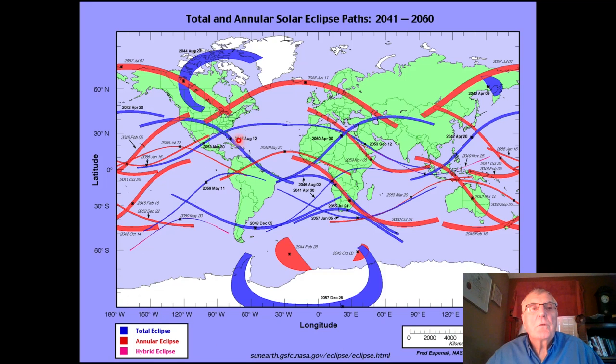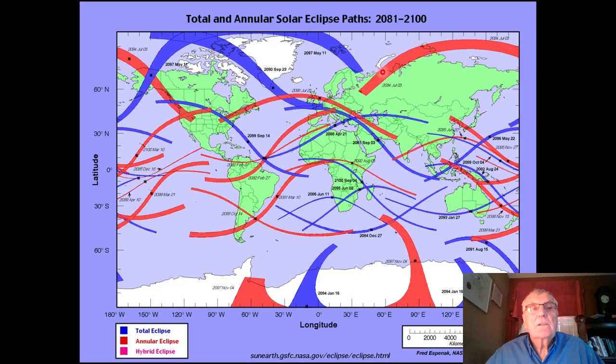Here's the one in 2045, which is the next one in the United States. Here's an annular eclipse that's going to pass near us in 2048. And then this is the next one in Ohio, 2099. So eat your Wheaties, take care of yourself, you might make it.